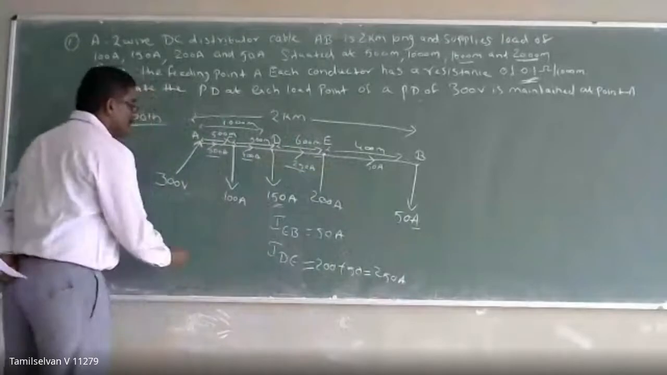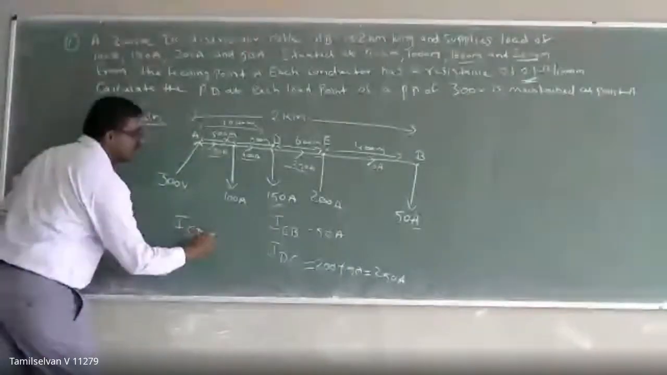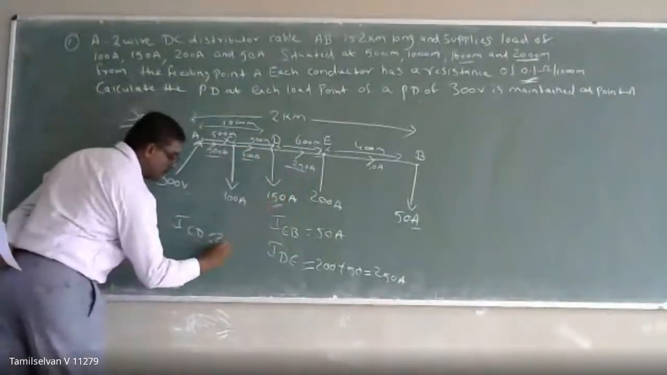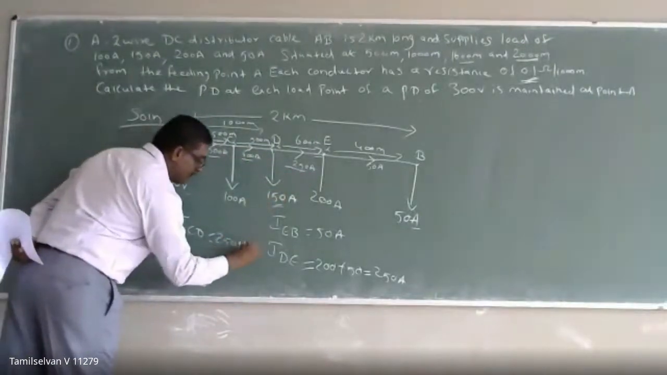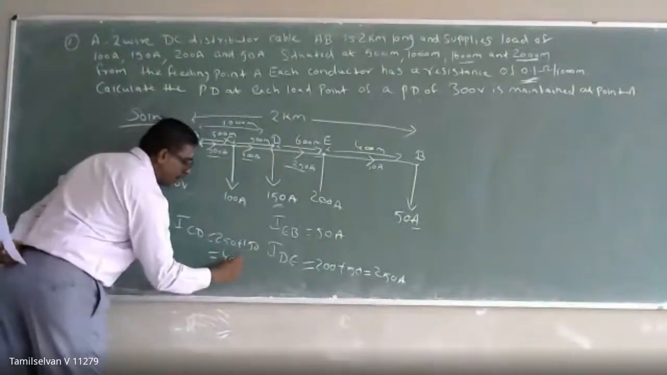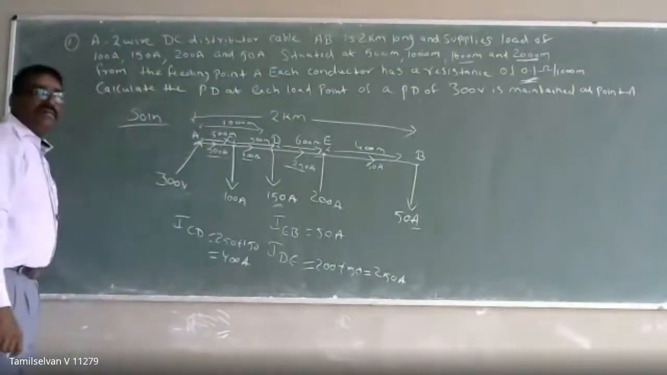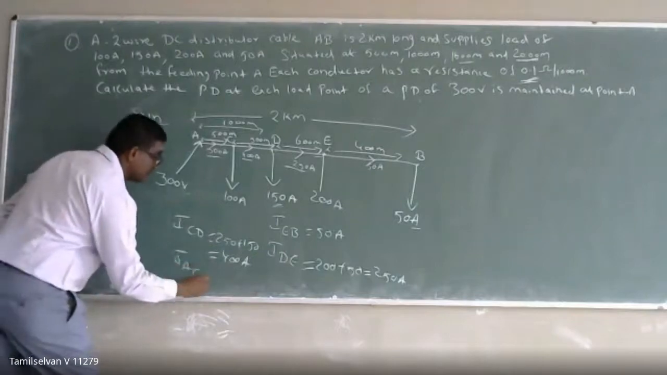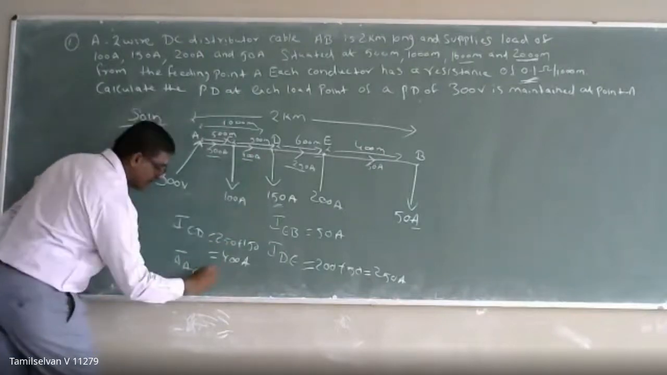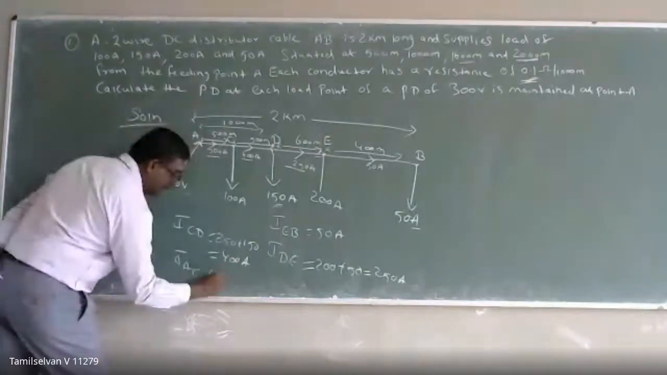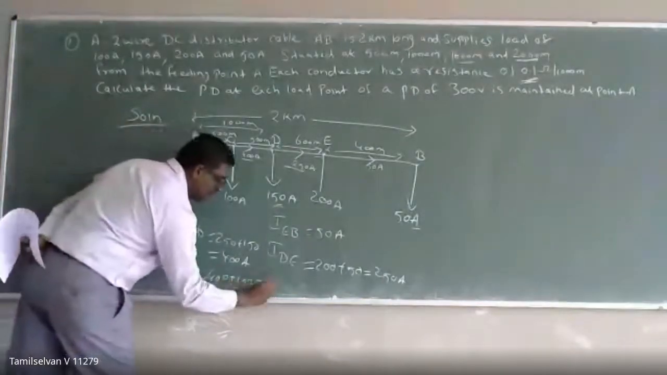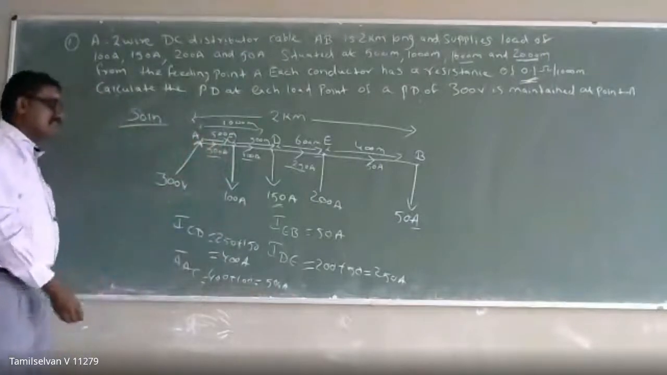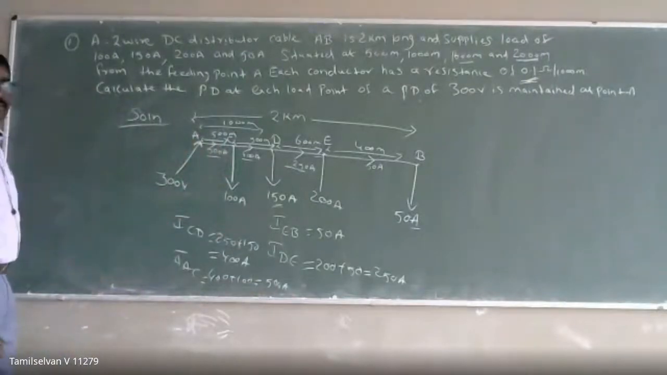Similarly, the current in section CD is 250 plus 150, which is equal to 400 ampere. What about the current in section AC? That is 400 plus 100, which is equal to 500 ampere. So the section AC current is 500 ampere.